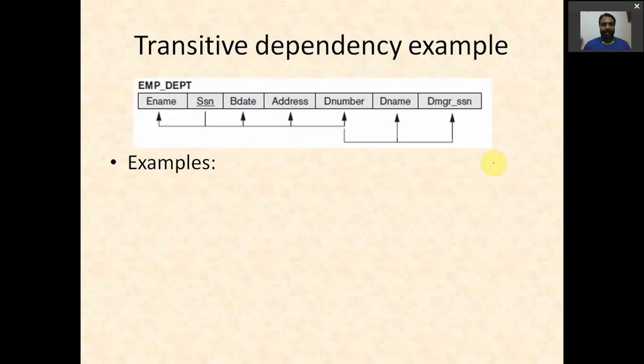Okay, we will see one example. So in this table, we have a functional dependency SSN to D number, and we have a functional dependency from SSN to D name, and also a functional dependency D number to D manager SSN. So this is the X part, this is the Y part, and this is the Z part. So there is a functional dependency X to Y and Y to Z. So definitely there will be a functional dependency from X to Z.